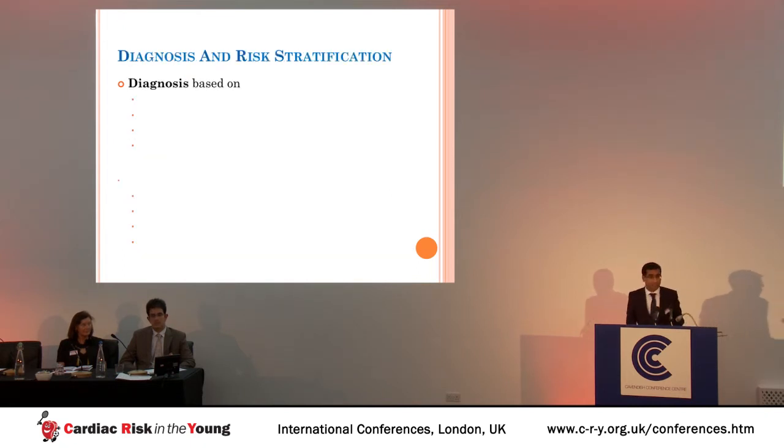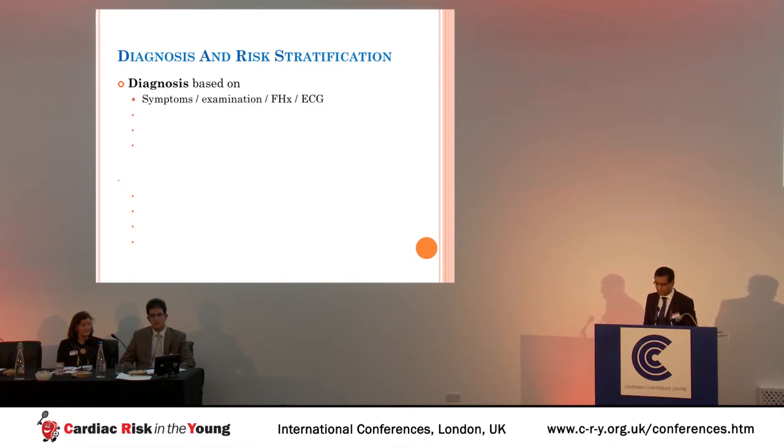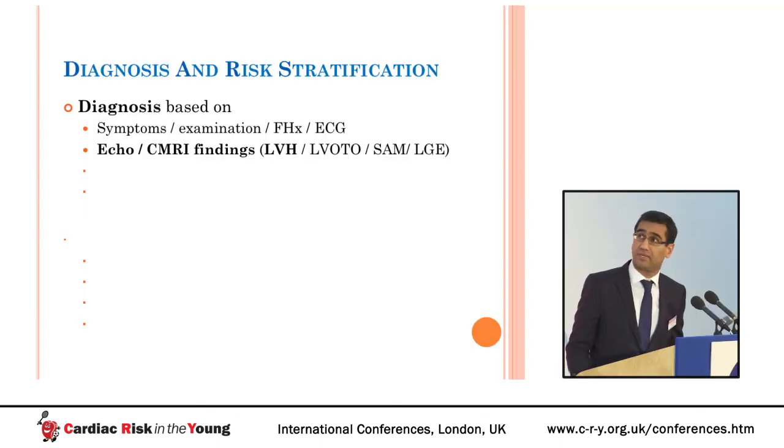So moving on to diagnosis and risk stratification. Now, diagnosis may be prompted by symptoms, examination, a family history with somebody else in the family of the condition, or an abnormal ECG. But diagnosis is usually confirmed using imaging of the left ventricle, either by echocardiography or in some cases cardiac MRI. And again, the hallmark we're looking for is unexplained left ventricular hypertrophy, although other features may also be present.